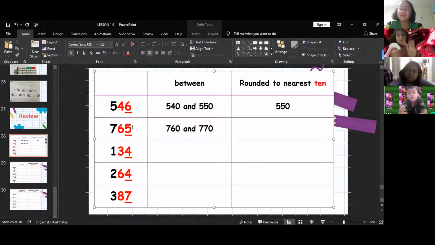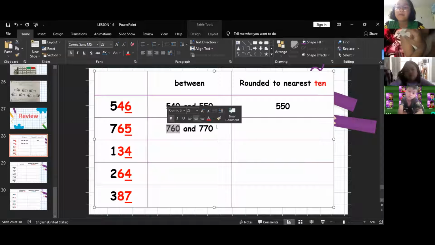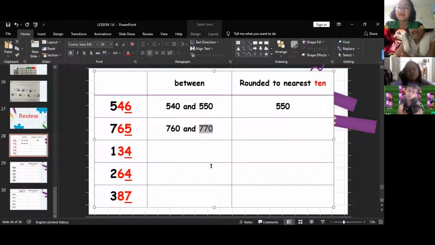Okay, Pani, can you see the last number here, the underlined number? Yes. What number is it? 5. Are you going to round up or round down? Round up. So what is your answer? 760 or 770? It's 770. Okay, very good. 770. Thank you, Pani.